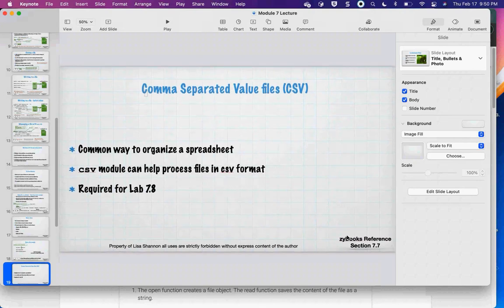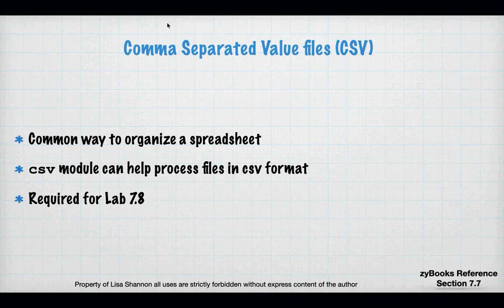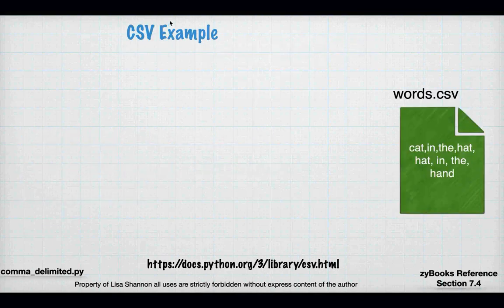It was just one of those things that I feel is kind of important. So, comma-separated values. This is important for this week, because you need to know this for Lab 7.8. If you look at spreadsheet organization, they're all really comma-separated value files. And all a CSV file is, is values separated by commas and new lines. There is a CSV module for handling CSV files. You get it as part of Python, and it makes life very handy.